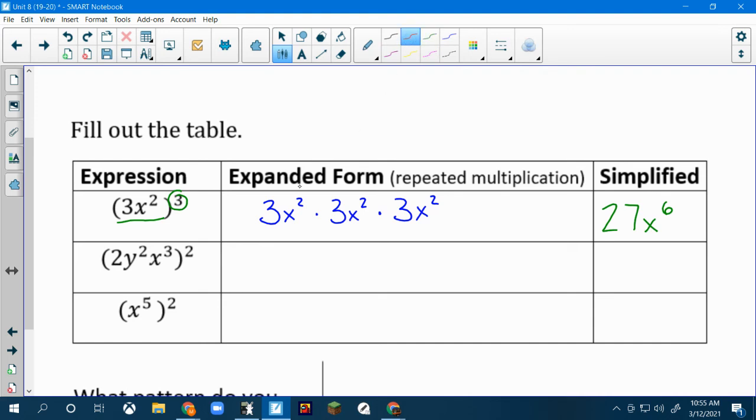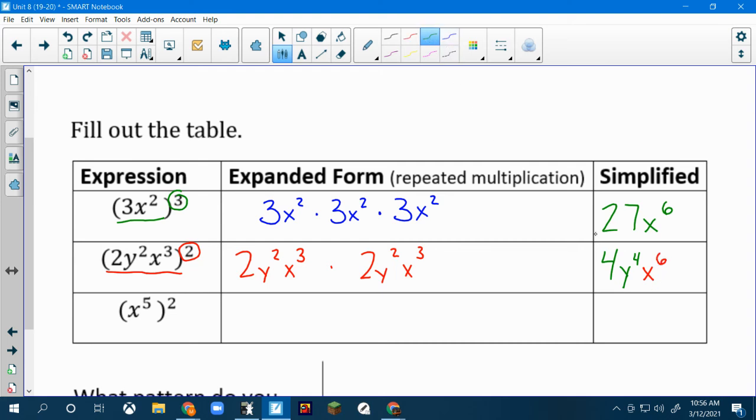Okay, try next one. 2y squared x cubed squared. So this is 2y squared x cubed times 2y squared x cubed. Remember, it has to have the same base to add it together. When we do exponents, first thing you need to do is multiply your big numbers. 2 times 2 is just 4. Y squared and y squared gives us y to the fourth. We add those exponents. X cubed and x cubed is x to the 6th.